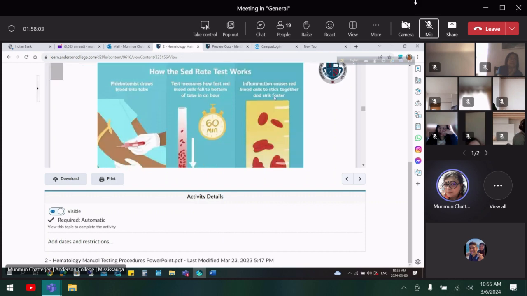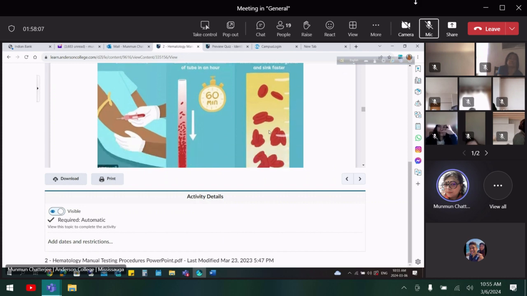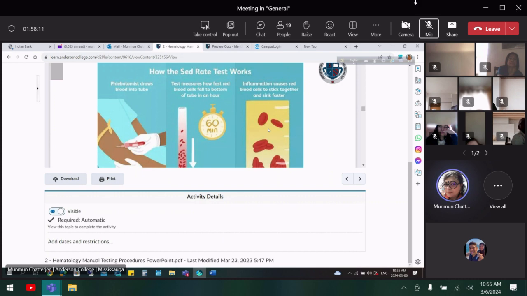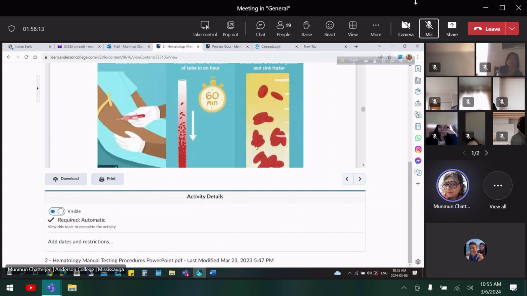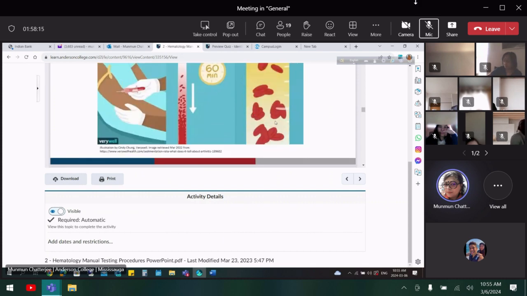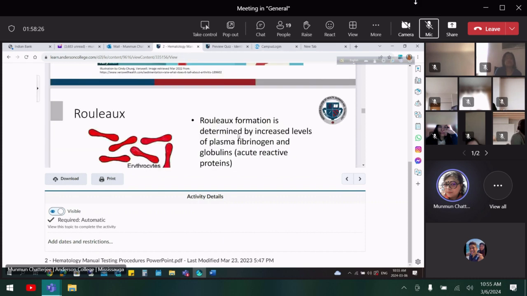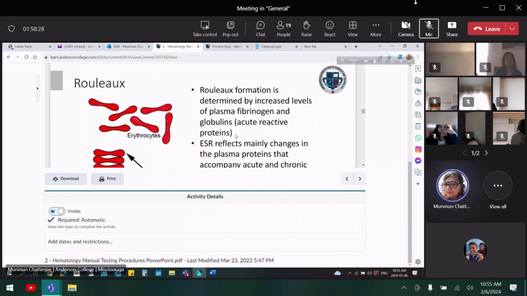Inflammation causes red blood cells to stick together and sediment faster. So when there is inflammation, they stick together, and sometimes it's from rouleaux also. This one is sticking with another. You can see this is the rouleaux formation. When we stack up coins like this, it's called rouleaux. Okay, this is the rouleaux formation.